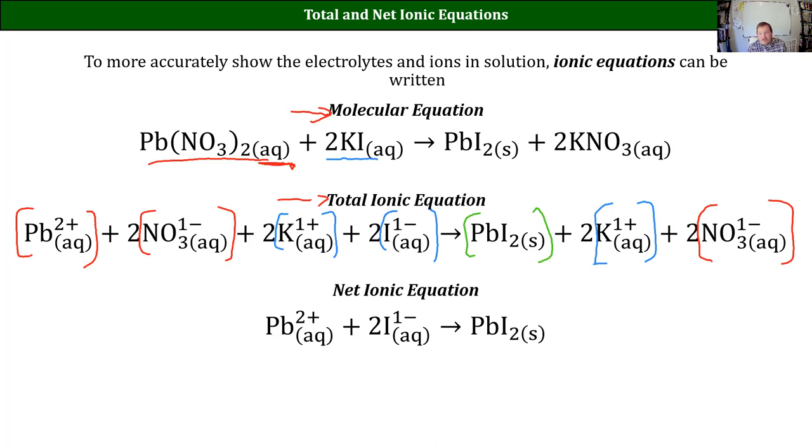Right, so for the potassium nitrate, nothing really changed. The potassium ions are still the potassium ions. The nitrate ions are still the nitrate ions. They didn't stick together to make a solid. They didn't do any reacting whatsoever. And so that idea is what leads to this last form of writing these precipitates, and that's the idea that you can have a net ionic equation.